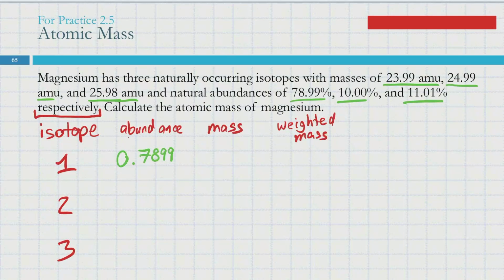That's 78.99% divided by 100. And its mass is 23.99 with units of AMU. So we're pairing up the first mass value and the first abundance. We're going to pair up the 24.99 and the 10%. So we'll fill in the mass for both of these other entries.